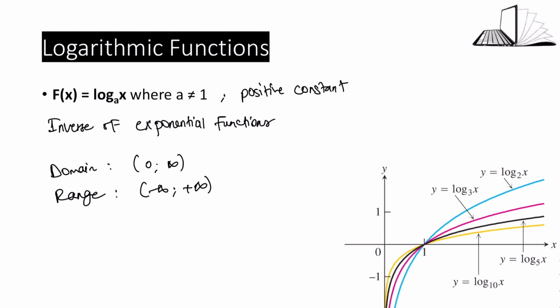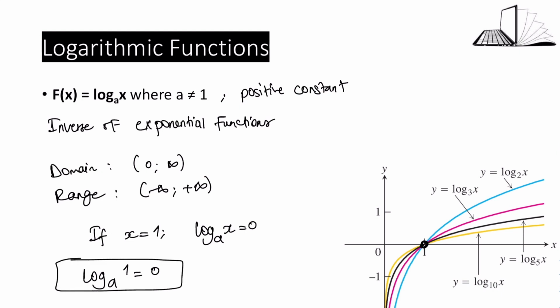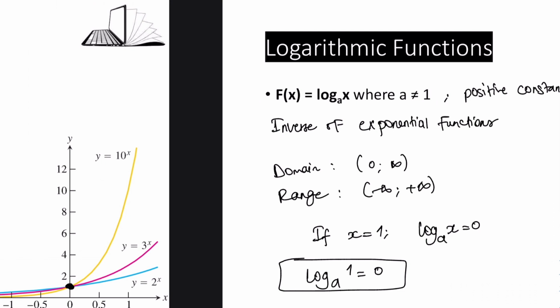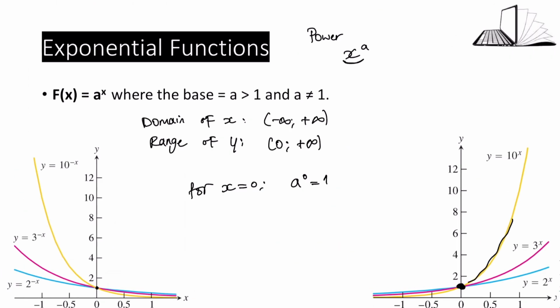Now, there is also one common point in all the logarithmic functions, which is this point. You can see that if x is equal to 1, log a of x is equal to 0, because log a of 1 is equal to 0. This is a common point in all logarithmic functions. You can see how the logarithmic functions rise and how the exponential functions rise.